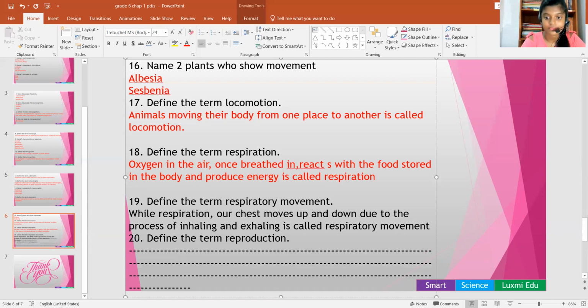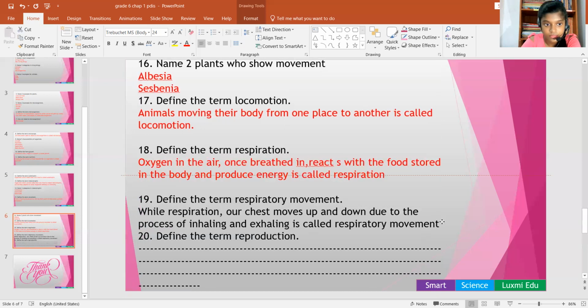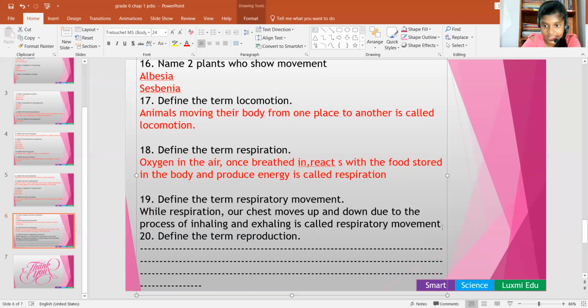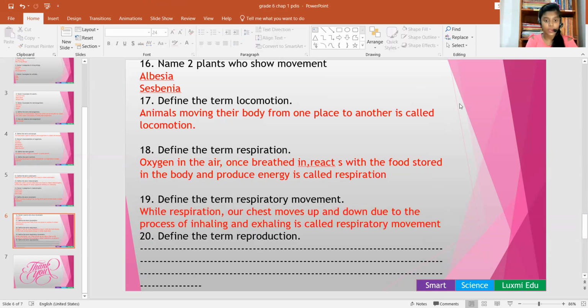Clear? Yes, while we are respirating, our chest moves up and down due to the process of inhaling and exhaling. It is called respiratory movement.